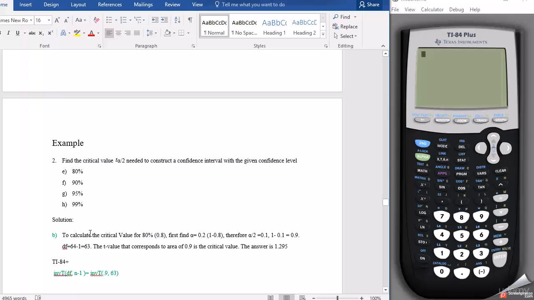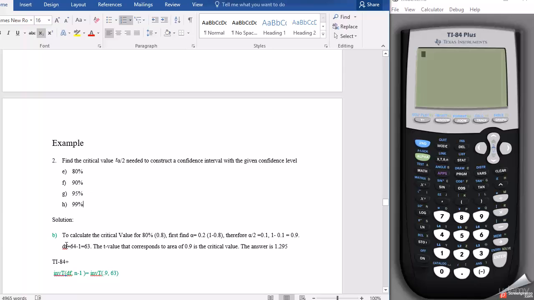Okay, so to calculate the critical value, the long way to do this, first of all, if you look at the first one, the confidence level is 80%, so that tells me that alpha is 20%. Okay, and 20% is the same thing as 0.2. That's 1 minus 0.8 is 0.2. Therefore, alpha over 2 is 0.1, and then we subtract 0.1 from 1, that gives you 0.9.